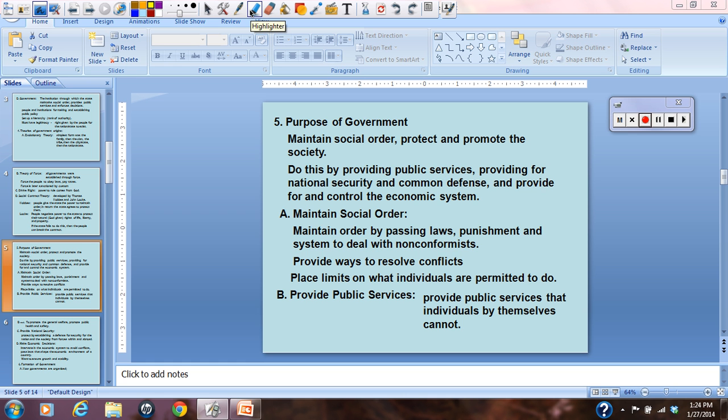Okay, now, with this one, we're going to go over the purposes of the government. How does the government maintain social order? How's the government maintain social order? Providing public services to the national security. No, maintain social order. It's what it says. Maintain order like passing laws, punishment, and systems. Okay, good. By passing laws, punishments, and systems to deal with nonconformists.